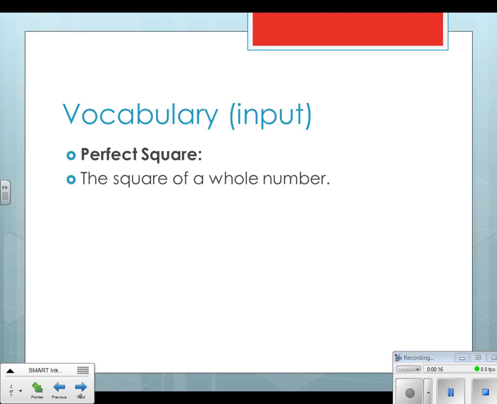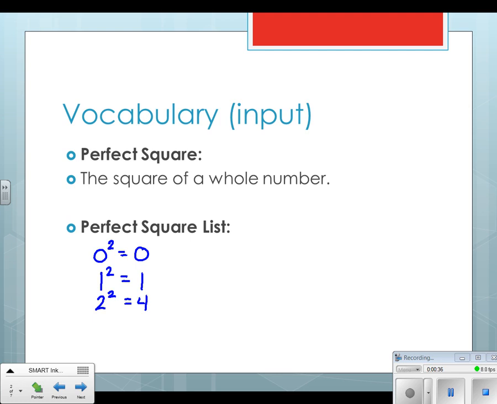A perfect square is the square of a whole number. We're going to make a perfect square list here, starting with 0. 0 squared is 0. So 0 is a perfect square. 1 squared is 1. So 1's a perfect square. 2 squared, 4. So 4 is a perfect square. 3 squared, 9. 4 squared, 16. 5 squared, 25. 6 squared, 36 is a perfect square.